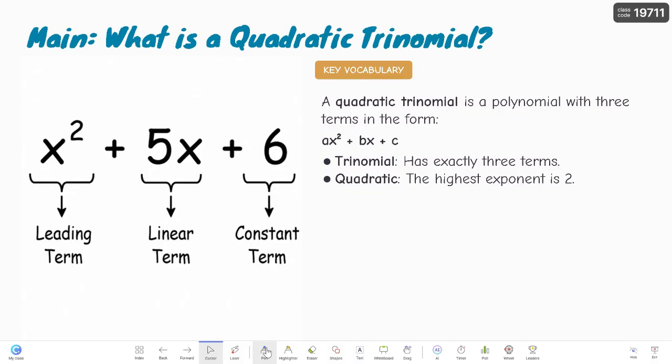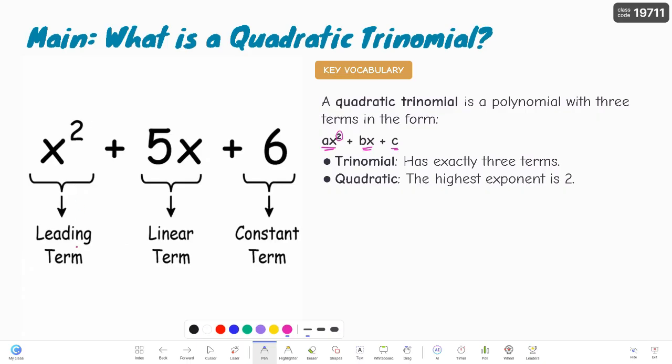What is a quadratic trinomial? When we talk about the word quadratic, we mean an expression whose highest degree is 2. As you can see here, ax squared plus bx plus c is one of these expressions. The highest exponent is 2, so our expression is a quadratic expression. On the other hand, when we say that an expression is a trinomial, we are talking about 3 terms. So ax squared is the first term, bx is the second term, and c is the last term. The expression x squared plus 5x plus 6 is an example of a quadratic trinomial.